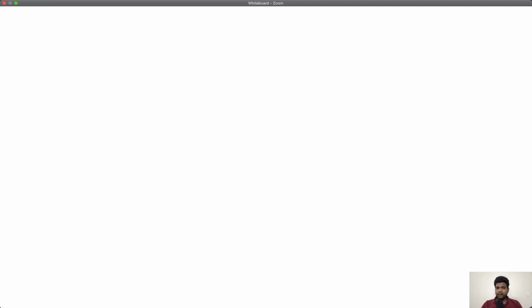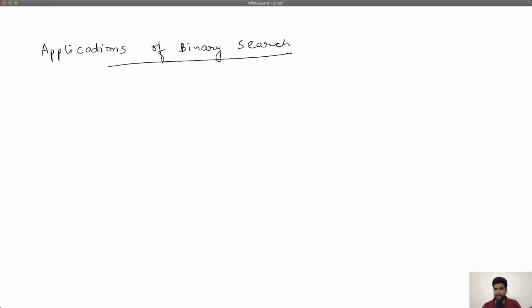So I think we are in a good position to start looking at problems and applications of binary search. So we understand the framework of binary search pretty well now. What are the things to keep in mind when you are trying to solve a question using binary search?